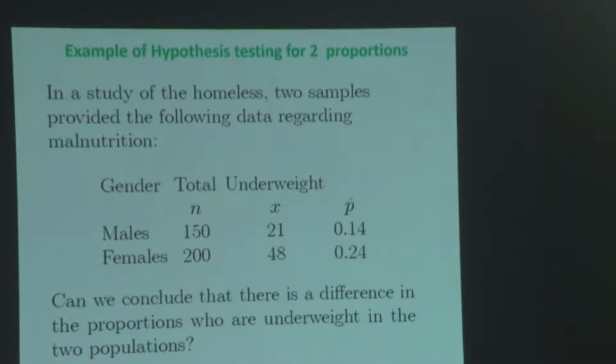Okay, so let's see an example. Maybe it becomes better when we see an example. In a study of the homeless, two samples provided the following data. Males were 150, females were 200. Those who were underweight, X, are 21 in the males and 48 in the females. The proportion here is this divided by this, which gives you 0.41.